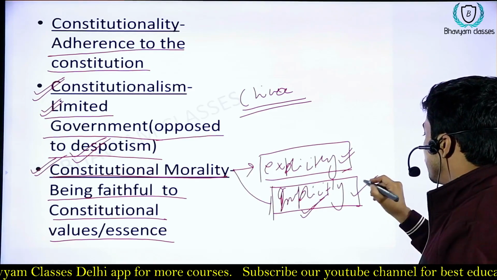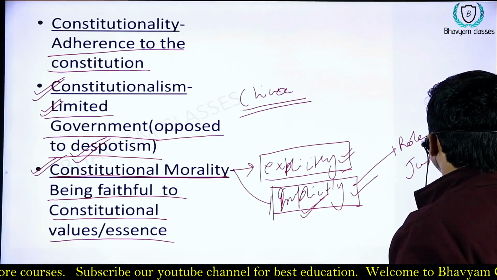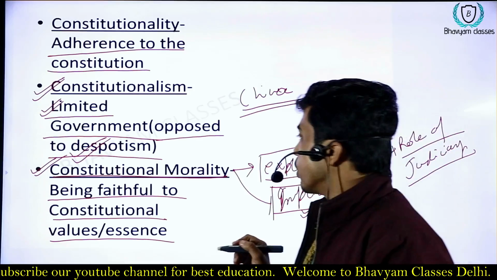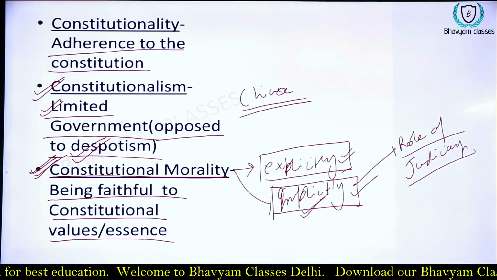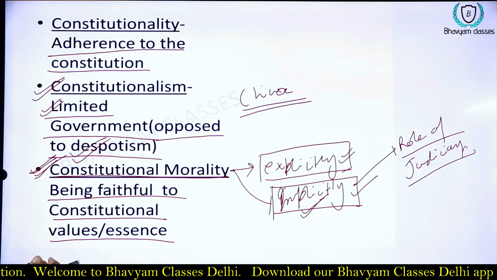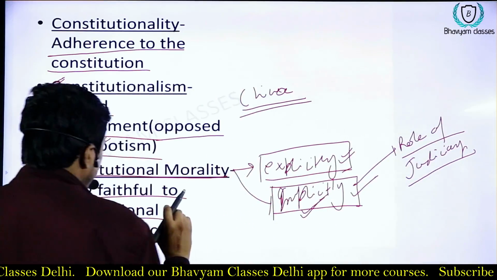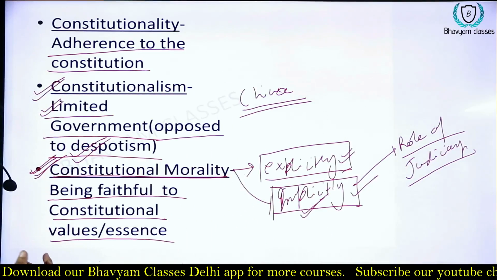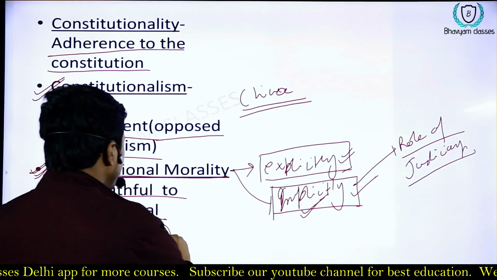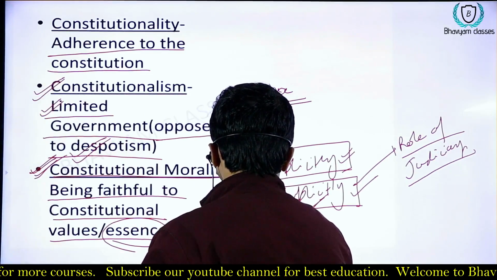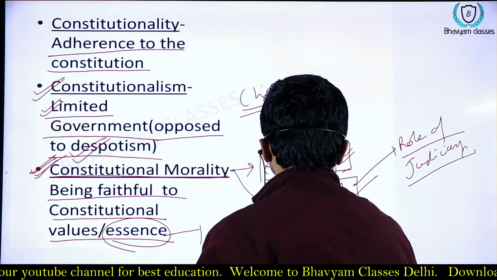So in that case, the role of the judiciary comes into the picture. The idea of constitutional morality was evolved, or brought forward, by the judiciary. In simple terms, constitutional morality means being faithful to constitutional values or the constitutional essence. We should follow the essence of the constitution. Like if the constitution talks about equality, freedom, etc., then we should follow that.